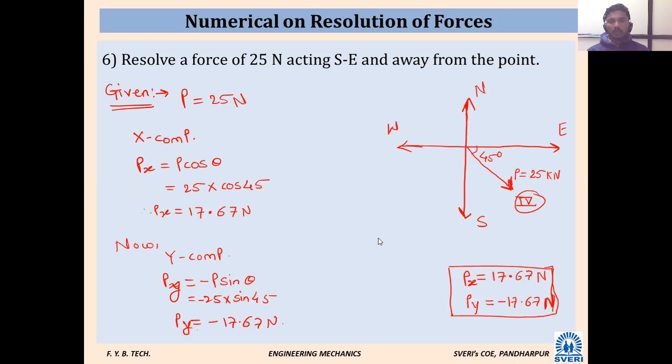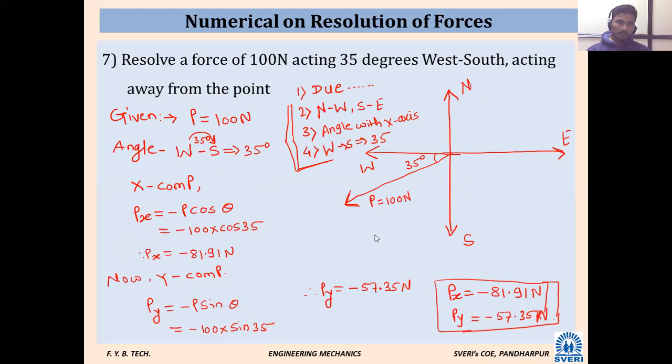In which quadrant will it come? Fourth quadrant. What are the signs of these components in the fourth quadrant? X component is positive and Y component is negative. Very good.